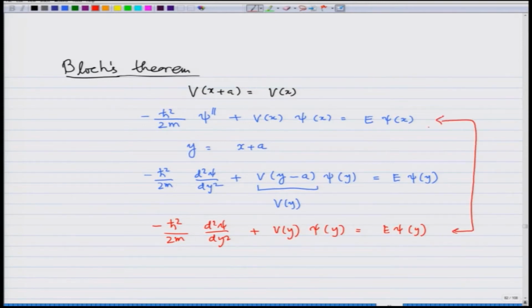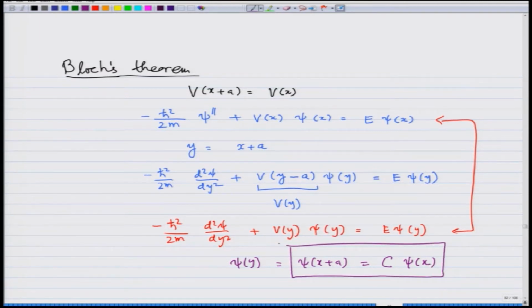Now, these two equations are exactly the same. So, at most I could have is that psi(y), which is psi(x plus a), would be equal to some constant times psi of x. This is the conclusion. Now, I can do it one more time.